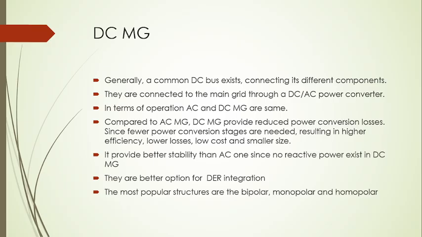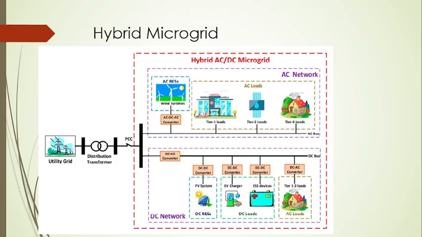So what are the advantages and disadvantages of using a DC microgrid? They are connected to the main grid through AC to DC, as we have discussed. Compared to the AC microgrid, the DC microgrid provides reduced power conversion losses since very few power conversion stages are needed, resulting in higher efficiency, lower losses, low cost, and smaller size. It provides better stability than AC since no reactive power exists in a DC microgrid. As we know, there is no reactive power in DC, so the loss is very minimal. So they are a better option for DER integration. The most popular structures are bipolar, unipolar, and homopolar.